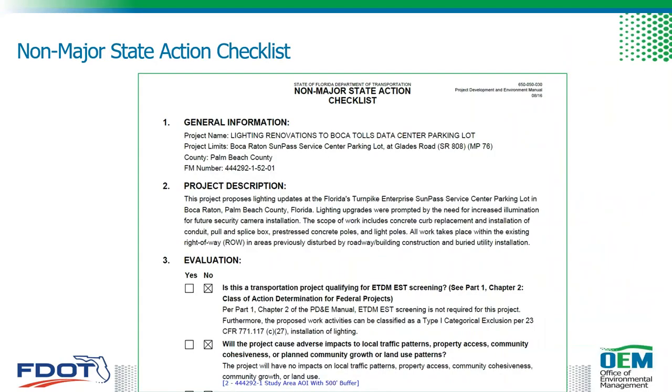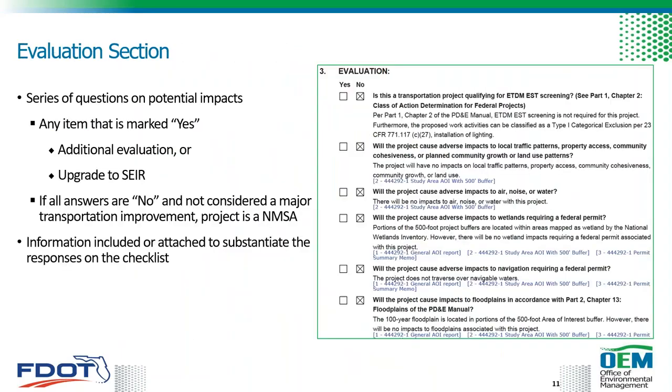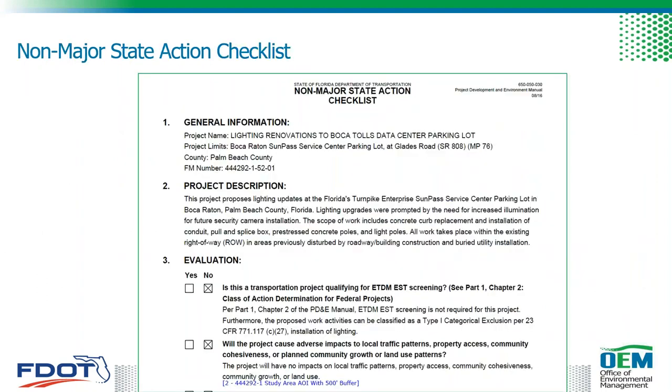So here's a sample non-major state action checklist for a completed project. And it's divided into 3 different sections. We've got general information, project description, and evaluation. Now, item number 1 includes your general information. This identifies the name of the project, the limits, the county, and the financial management numbers. And I believe a lot of this is automatically generated in SWEPT.